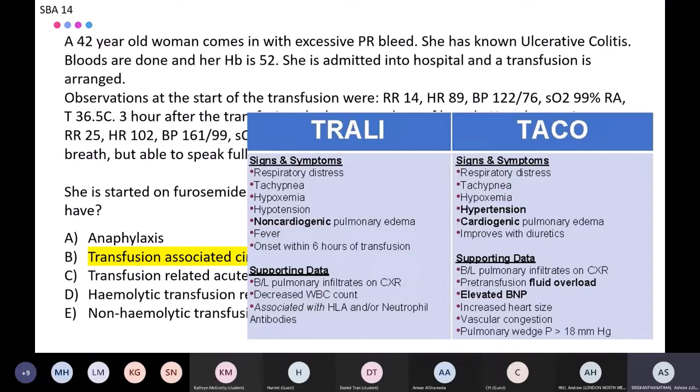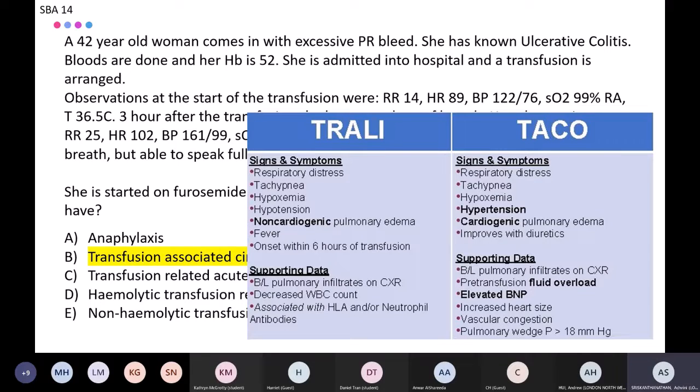There we go. So there's a little table which I found which is quite useful, which compares both of these reactions. So your TRALI and your TACO, and then any other supporting data that you can use to help. So with your transfusion associated circulatory overload, you'd also look for any kind of elevated BNP, and look at the size of the heart, any vascular congestion which might have predisposed them to getting this.